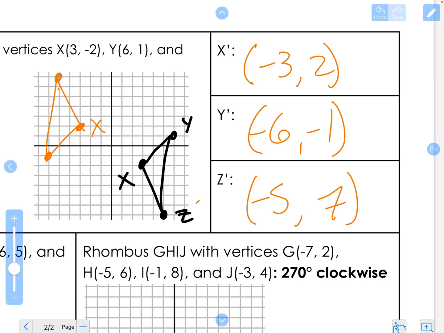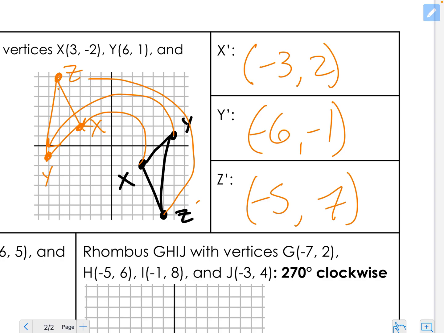So we have x, we have y, and we have z. If we were to follow x, that's 180. If we were to follow y, that's 180. And if we follow z, that's 180 degrees.